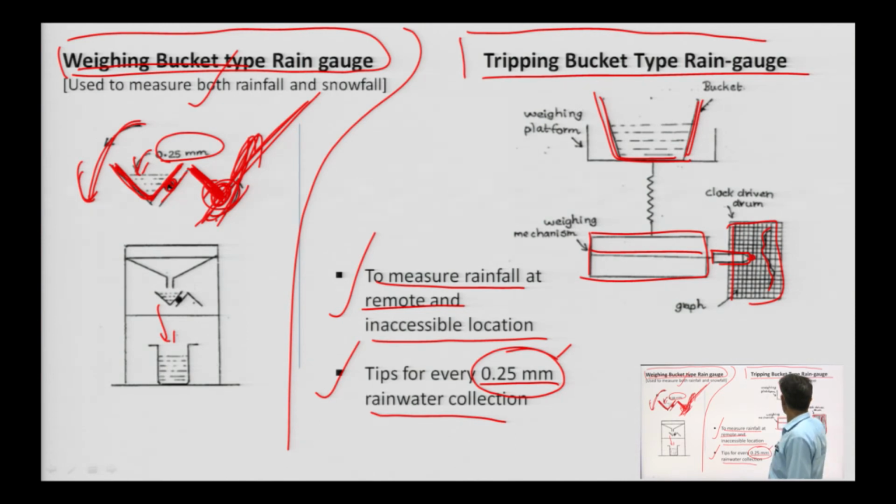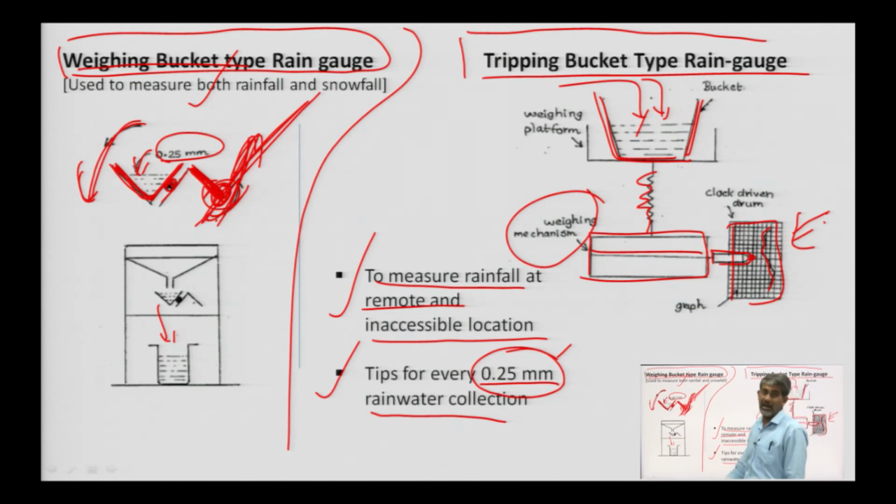Here is a platform bucket, and a weighing machine is over here. As soon as the water is coming over here, that weighing machine mechanism, through a spring, moves in an upward and downward direction. So, we have recording here. So, this is the tipping bucket rain gauge. Simultaneous recording is also there.